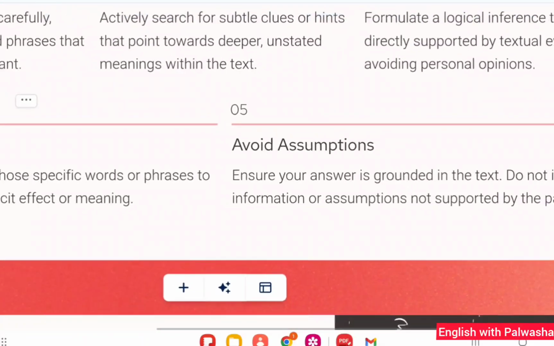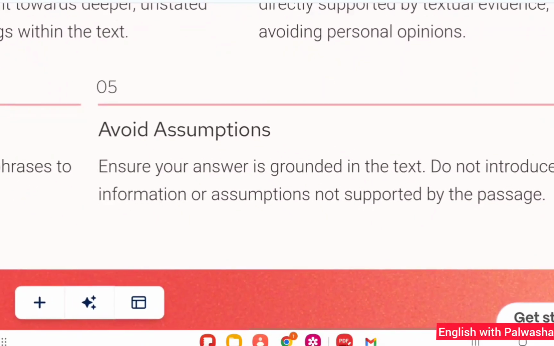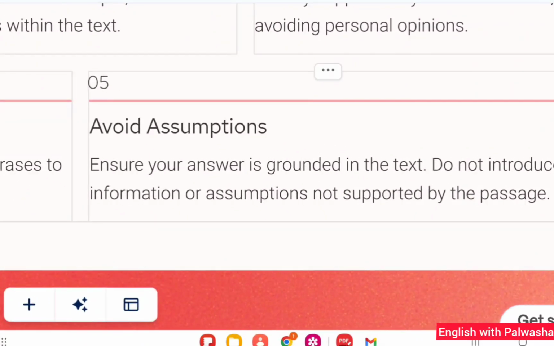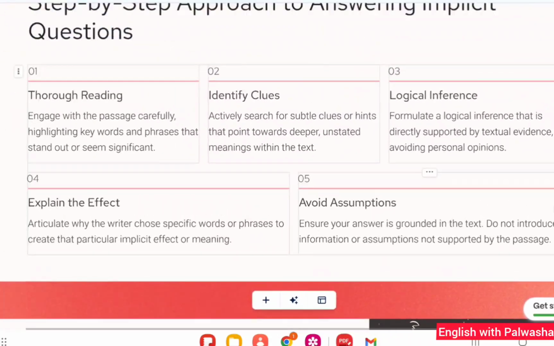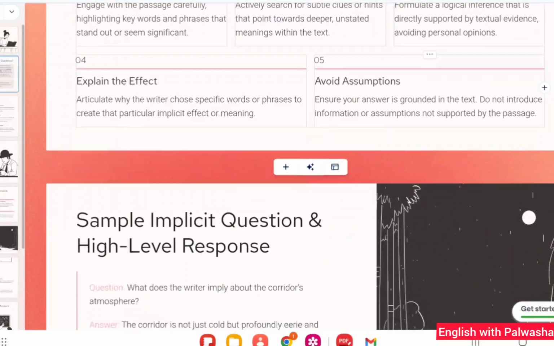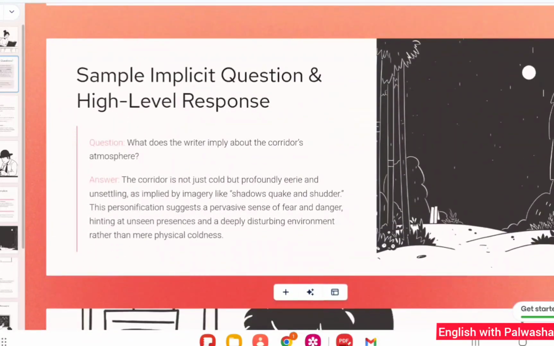Then avoid assumptions. Ensure your answer is grounded in the text. Do not introduce information or assumptions not supported by the passage. This is something very, very important, that you are requested not to introduce information or assumptions which are not supported by the passage. Your answer should be within the text, whatever the examiner is actually asking you. Don't assume anything by your own self.